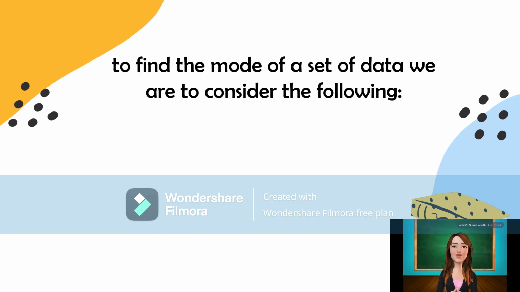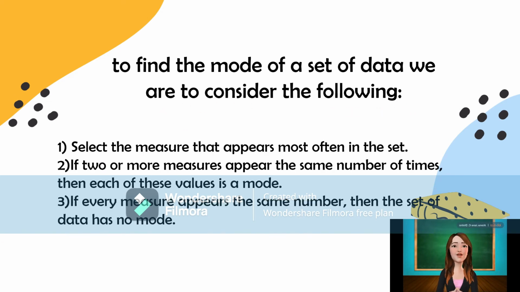To find the mode of a set of data, we are to consider the following. Number one, select the measure that appears most often in the set. Number two, if two or more measures appear the same number of times, then each of these values is a mode. Number three, if every measure appears the same number of times, then the set of data has no mode.